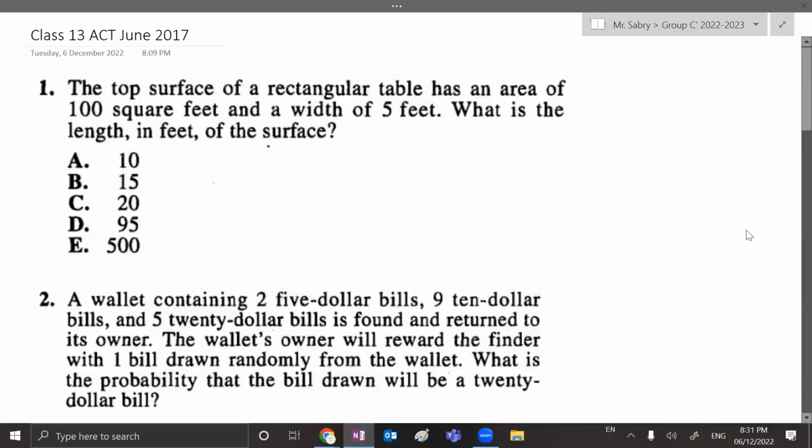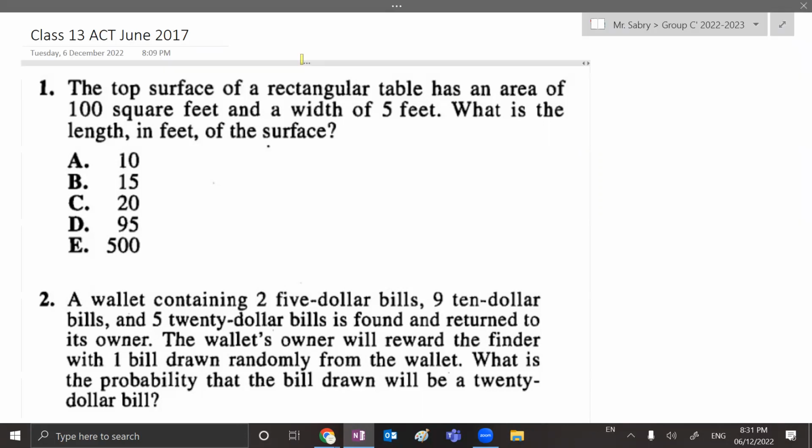So let's start with the first one. It says here the top surface of a rectangular table has an area of 100 square feet and a width of 5 feet. What's the length? So what do we know about the area? That's how we start. There's a keyword that we start with. So what's the keyword that we start with?